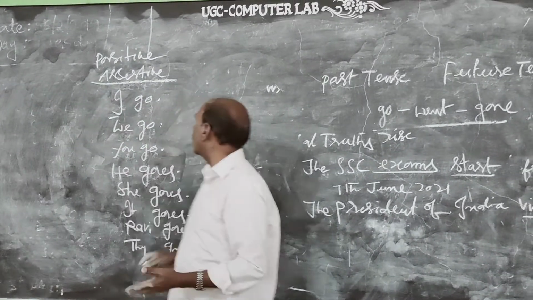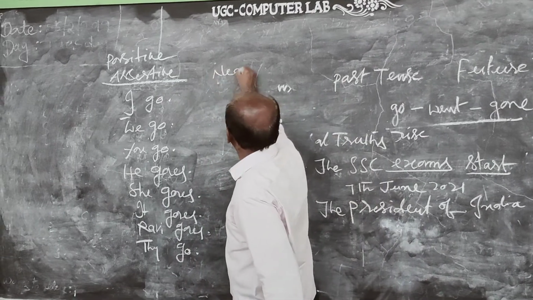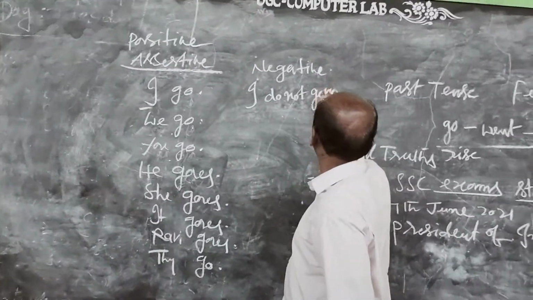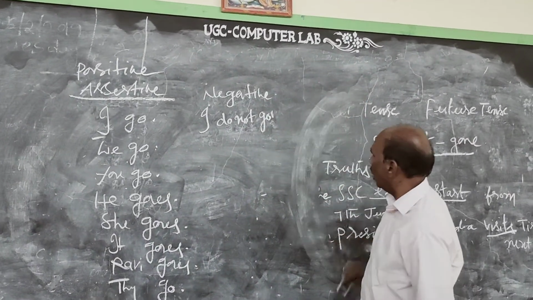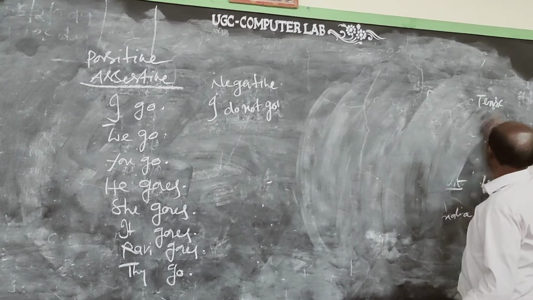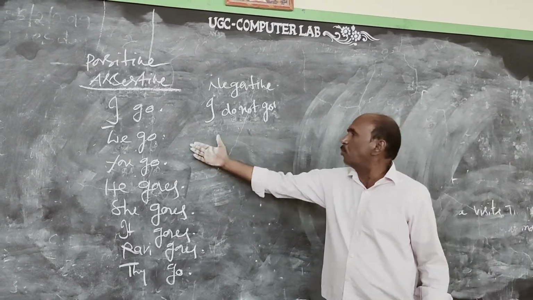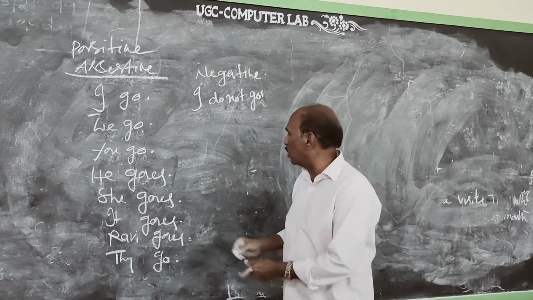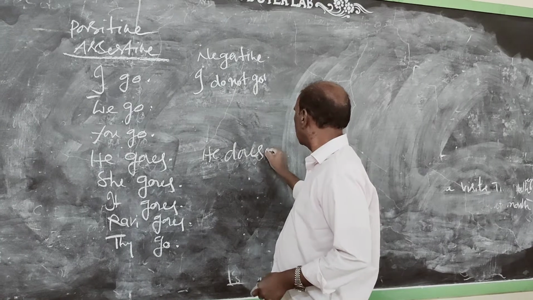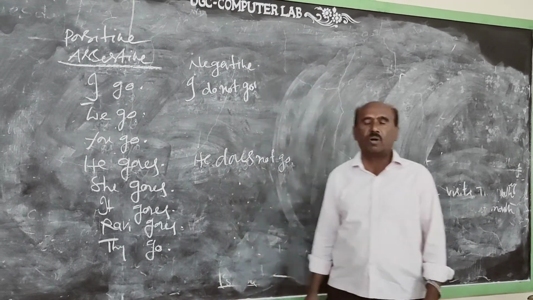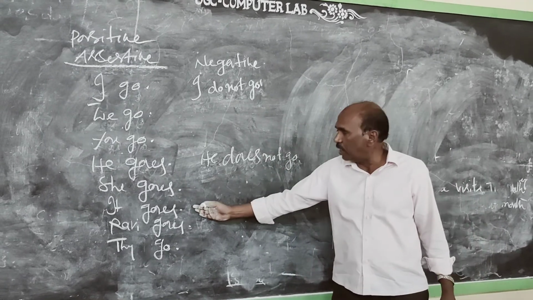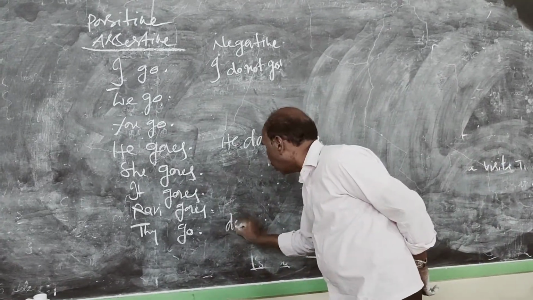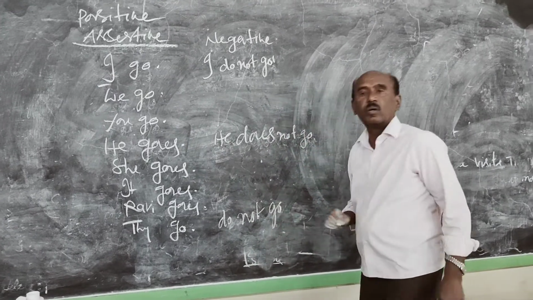If we want to write negative: I do not go, we do not go, you do not go. When it comes to third person singular, he does not go, she does not go, it does not go, Ravi does not go, they do not go.